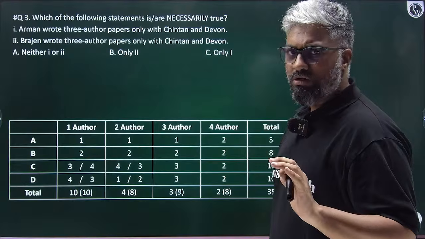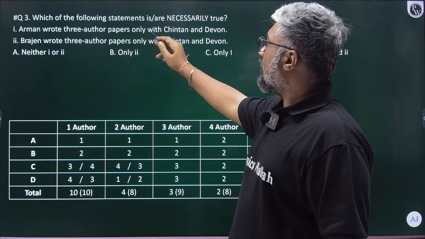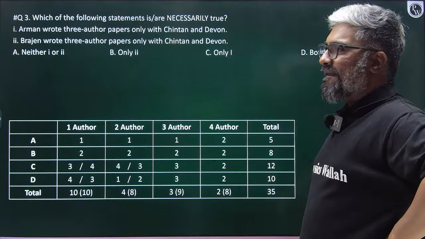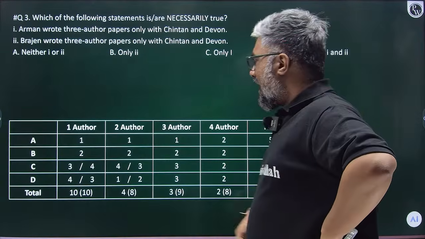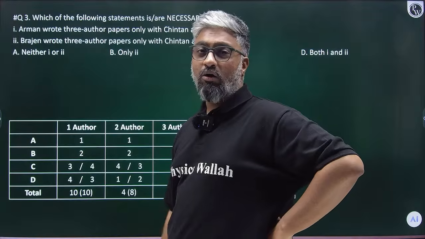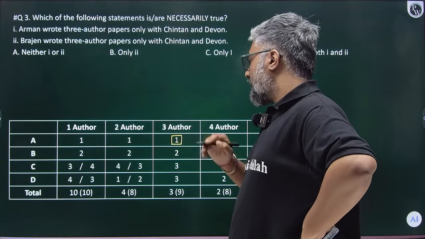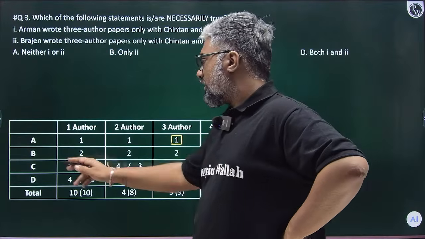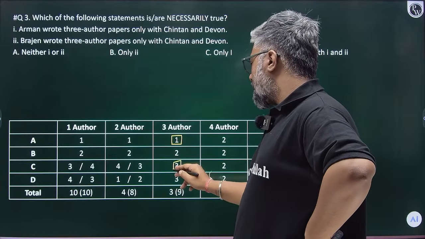Again, same true or false only. Arman wrote 3 author papers only with C and D. Now, is this necessarily true, guys? Tell me, Arman wrote 3 author papers only with C and D. Arman has how many contributions in 3 author papers? Only 1. Arman is writing only 1 3 author papers. How about Chintan and Devon? Chintan and Devon are both writing 3.